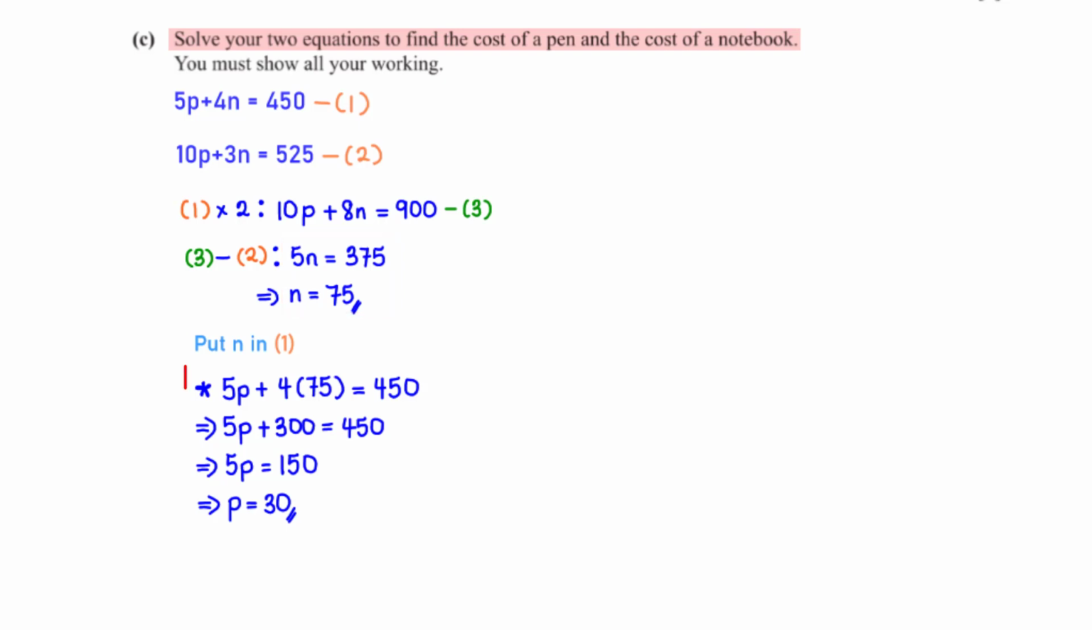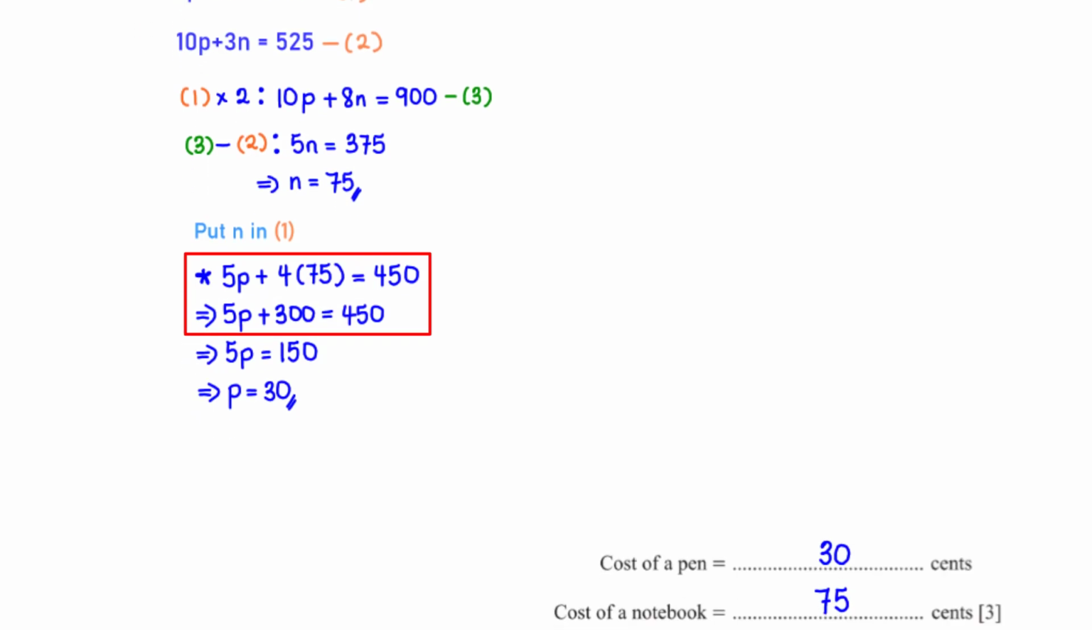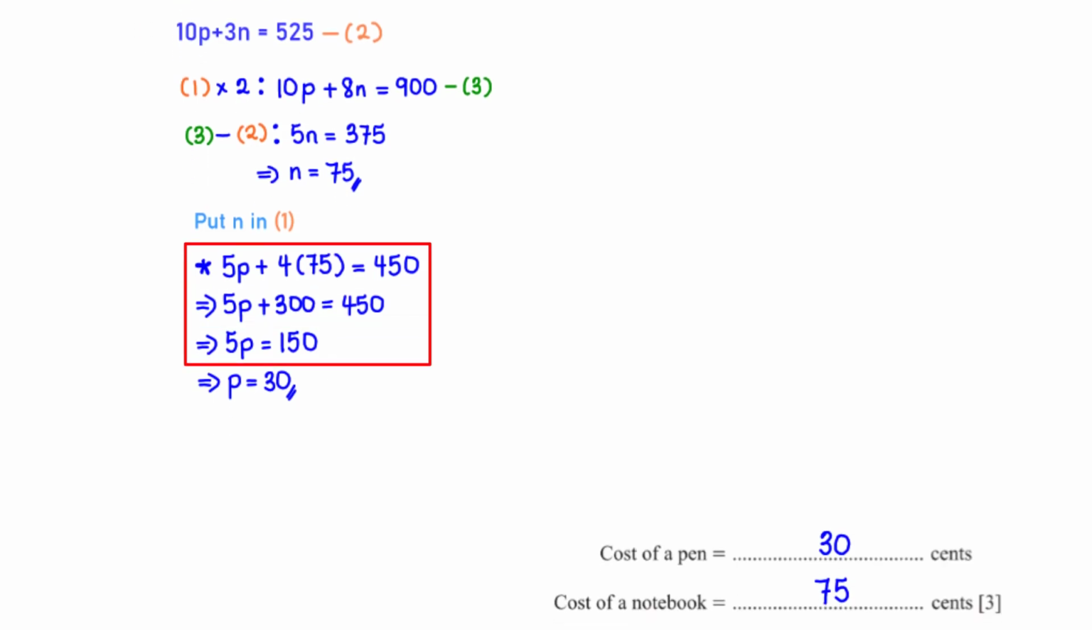If we pick equation 1, we have 5p plus 4 times 75 equals 450. 4 times 75 is 300. When we subtract 300 from both sides, we have 5p equals 150. And when we divide both sides by 5, we get p equals 30.